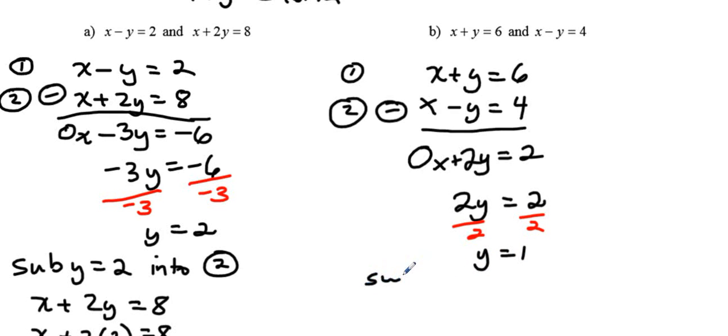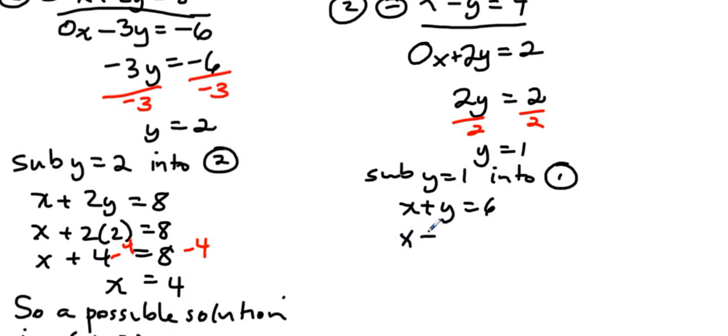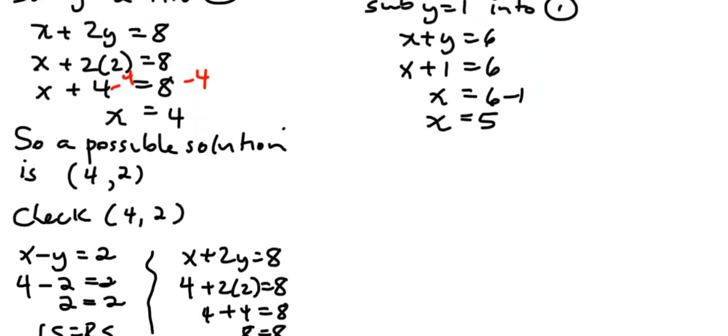And then we're going to sub y equals 1 into which one? Let's go into 1. So we would get x plus y equals 6, but y is 1. So x plus 1 equals 6. And when we move that to the other side, subtract 1 from both sides, you get 6 minus 1. So x is equal to 5. We're just going to do exactly like we did here. We're going to say, so a possible solution is 5, 1.